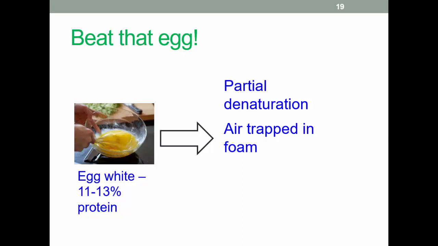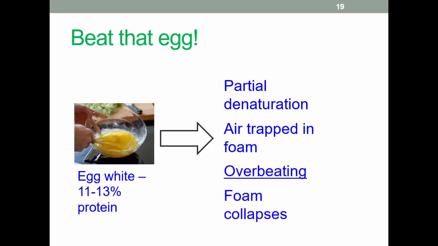Here's another example of the formation of an emulsion. Beating an egg causes partial denaturation and produces a foam. That is an emulsion, trapping air. However, if the egg is overbeaten, the foam will collapse. And there we go, it collapses.